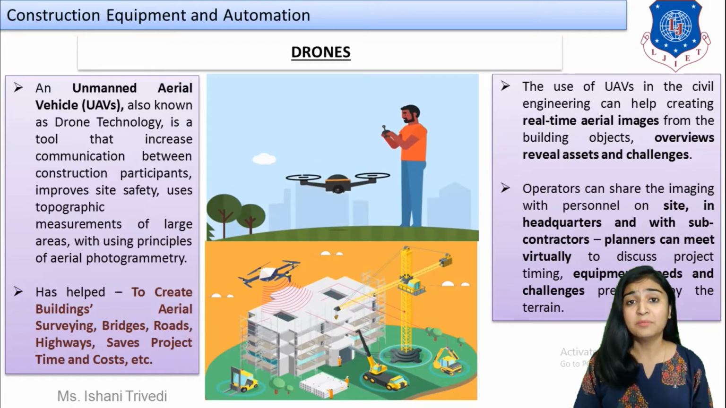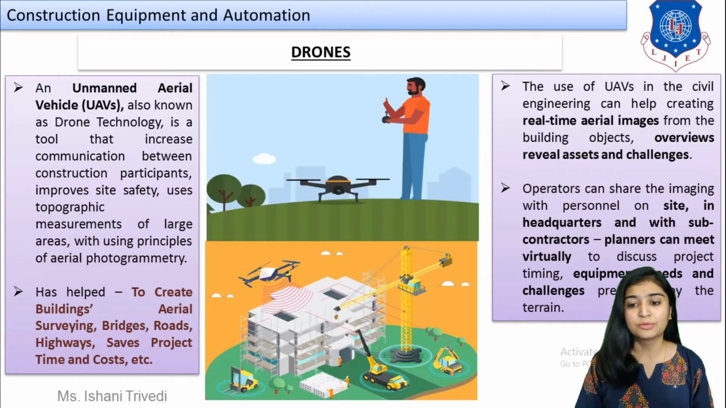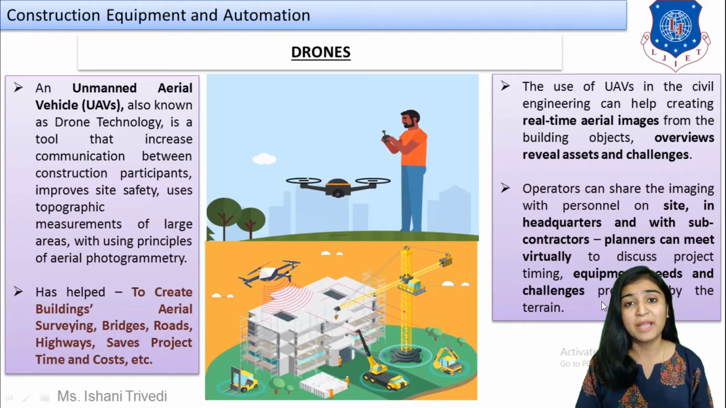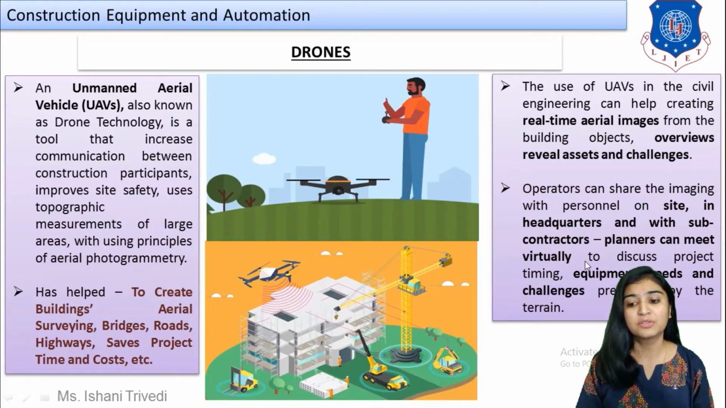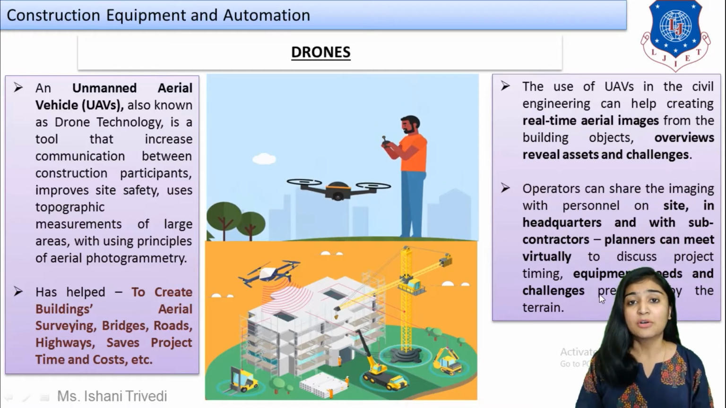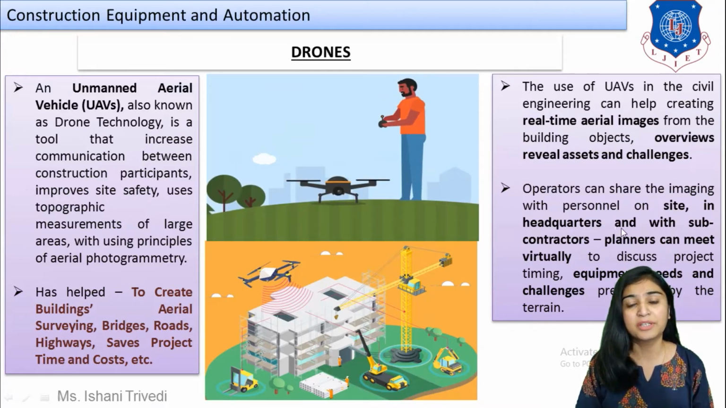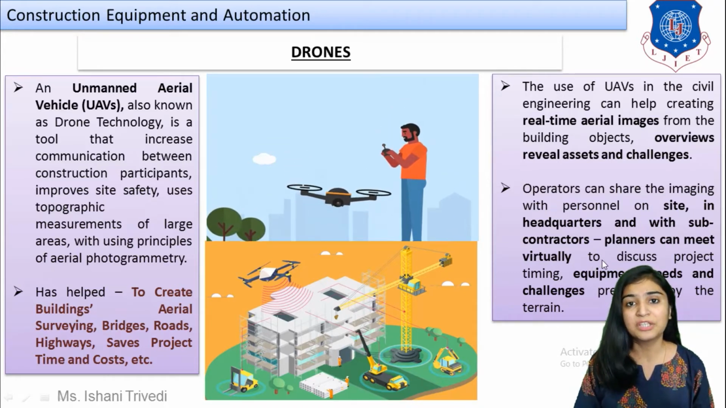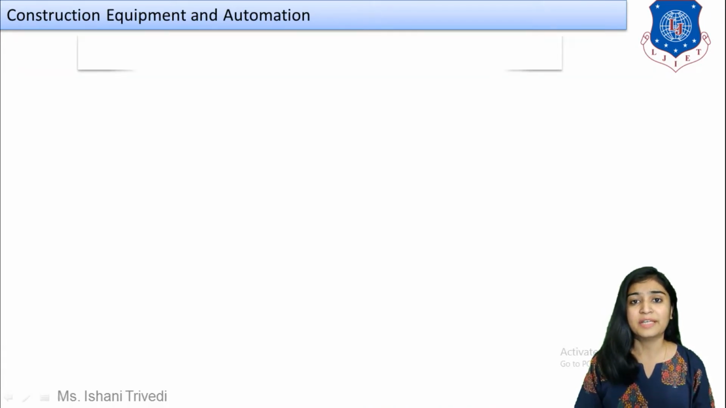You can also create 3D models, 3D site models. Real-time project monitoring is possible with the help of drones. So the operators can share the imaging with the personnel on the site, meaning the different men involved on the site. In headquarters, the subcontractors and planners can meet virtually to discuss the project timing, equipment needs and challenges presented by the terrain. So altogether, this is the project monitoring field. This is also one of the applications. You can carry out communication between all the members involved in the construction project, and then virtually you can carry out the work at a much faster rate as compared to the traditional methods of aerial surveying.